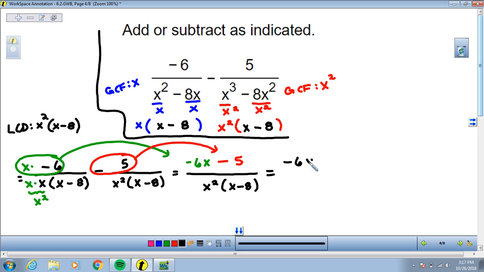So the numerator cannot be factored. The denominator is already factored. And ask yourself this question. Is there any common factor? Like, for example, can I simplify the 6x minus 5 with the x plus minus 8? Or can I cancel out the negative 6x minus 5 with the x squared? No, right? So that means this is my final answer for this expression.